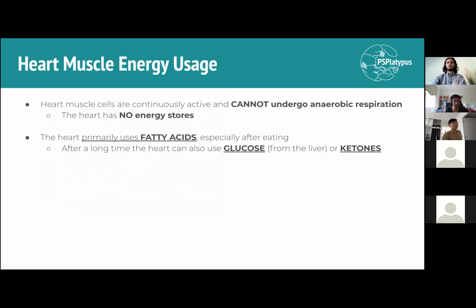The heart muscles are continuously active and cannot undergo anaerobic respiration, and also the heart has no energy storage. The heart's primary use is fatty acids, especially after eating. After a long time, the heart can also use glucose from the liver or ketones.